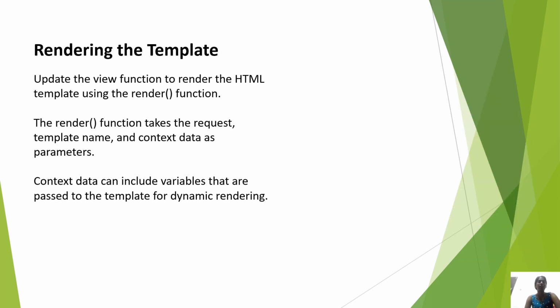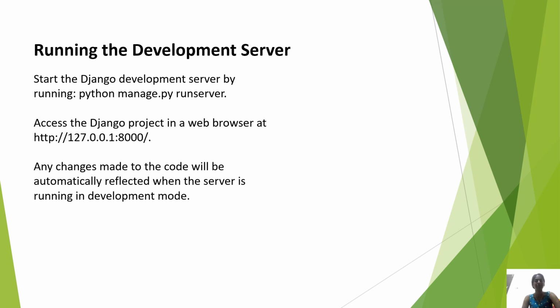Rendering the template. Update the view function to render the HTML using the render function. The render function takes the request, template name, and context data as parameters. Context data can include variables that are passed to the template for dynamic rendering.